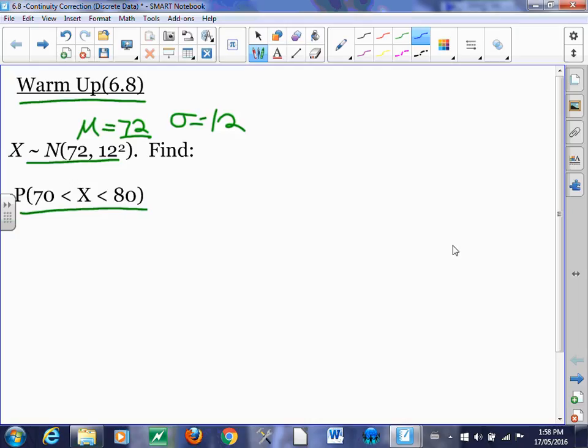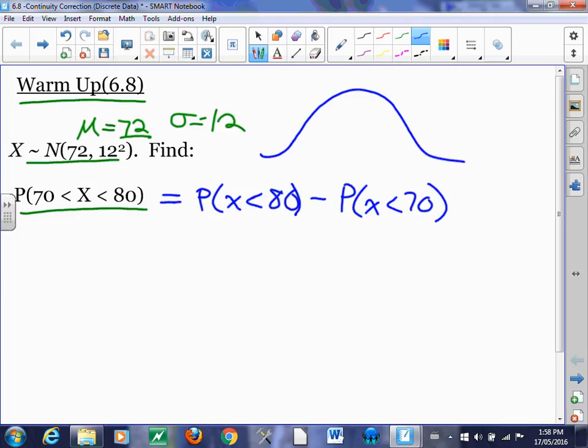Now, first thing we have to remember, when we've got this probability between two things, we have to take the probability of the upper, which is the probability of being less than 80, and subtract the probability of the lower limit. So if I had a lovely little diagram here, I would know that my median is 72. If I add 12, that would be 84, or subtract 12, that would be 60.